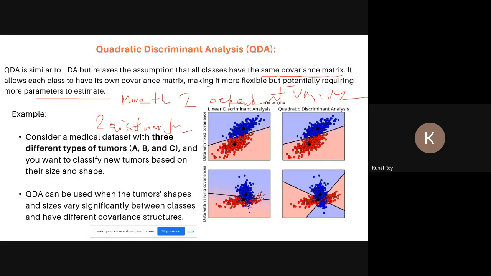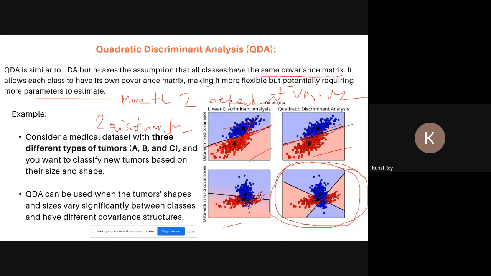So in these figures, this line is separating the data into two classes. That means we have a single discriminant function and two independent variables. Similarly, in this one also we have two independent variables and one single discriminant function. But with quadratic, we separate the classes in a more precise way.